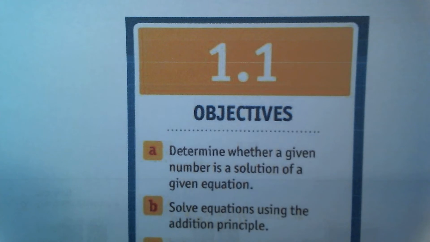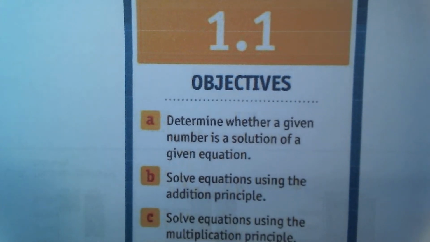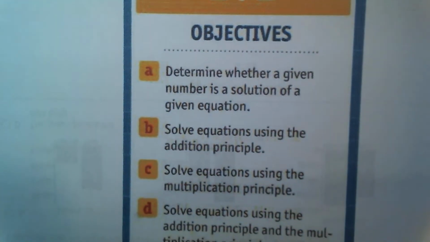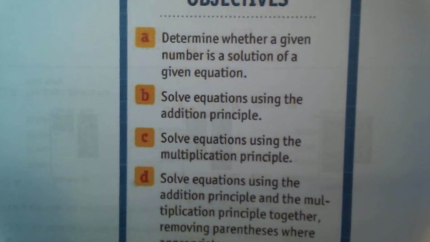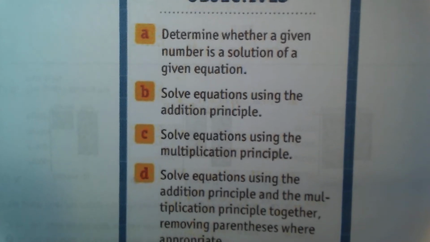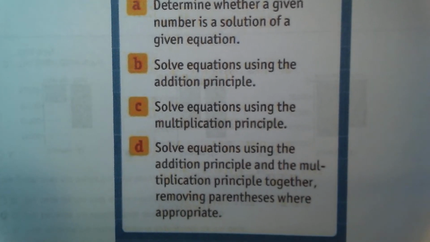Let's focus now on section 1.1. So here are the objectives. Number 1, or A, determine whether a given number is a solution of a given equation. Number 2, or B, solve equations using the addition principle. And C, solve equations using the multiplication principle. And then D, a combination of the two, solving equations using the addition principle and the multiplication principle together, including removing parentheses wherever necessary and appropriate. So that covers section 1.1.